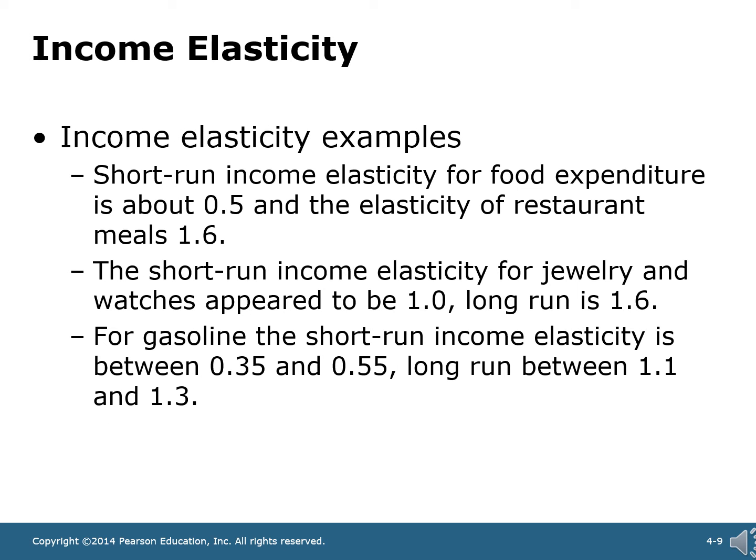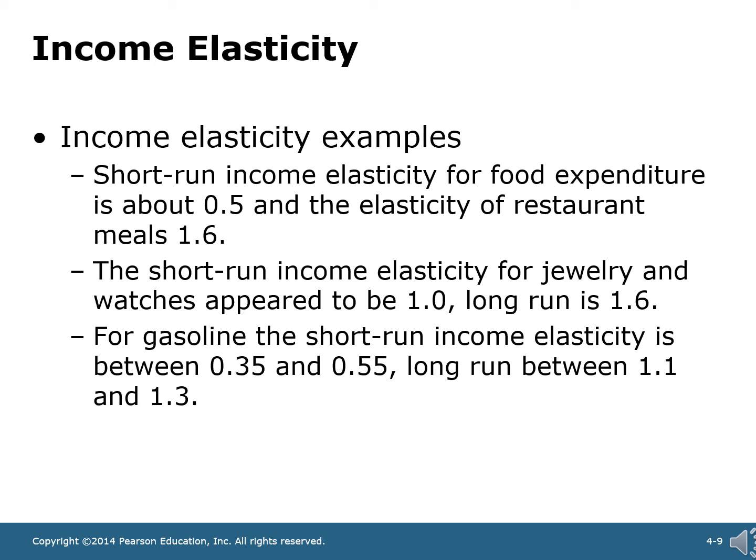And now let's look at a handful of examples. So in the short run, income elasticity for food expenditures is about 0.5. But the income elasticity of restaurant meals is 1.6. So restaurant meals are more like a luxury good, because as your income increases, proportionally your spending on restaurant meals is increasing at a higher rate. Now, the short run income elasticity for jewelry and watches is around 1, but over the long run, we estimate it to be around 1.6. So again, in the long run, these both tend to be luxuries.